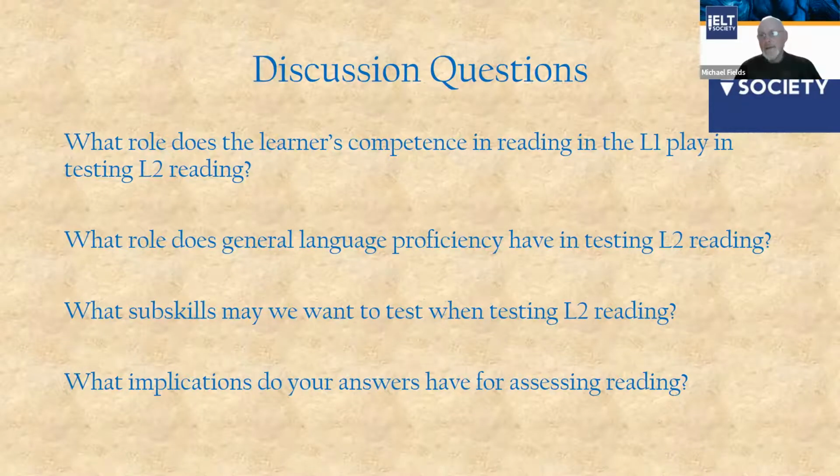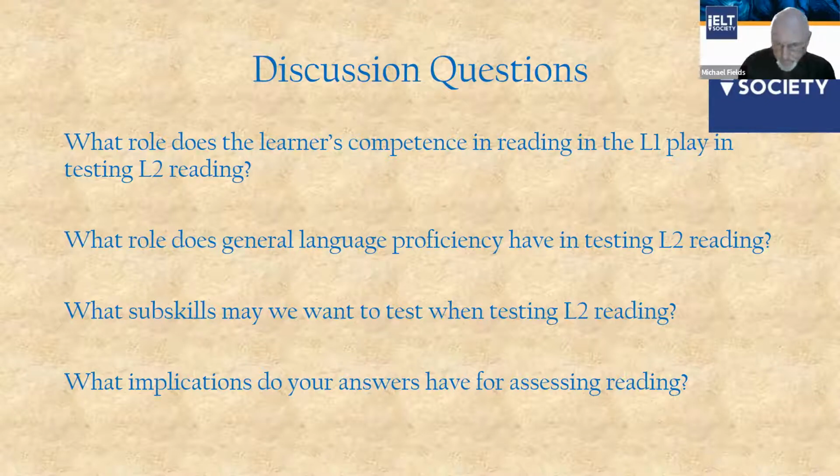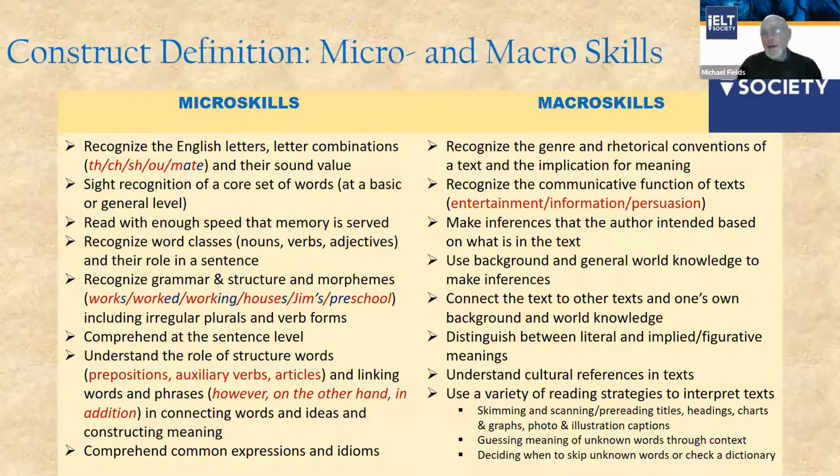Okay, great. Thank you. I think we've touched on a number. Let's go ahead and look at a possible construct definition about micro skills and macro skills in reading. When we design reading tests, we probably want to consider what it is we're testing, and what the reading skill really is. These micro skills are sometimes called bottom-up reading skills, and these macro skills are sometimes called top-down reading skills. So let's just have a look quickly. This is a long list, but I want to spend some time with this.